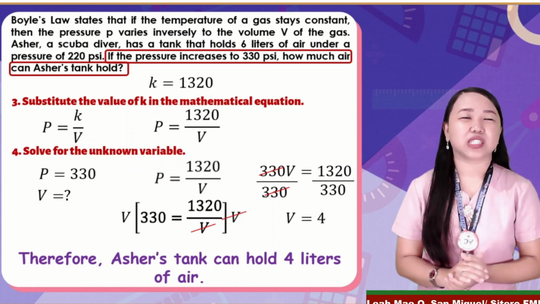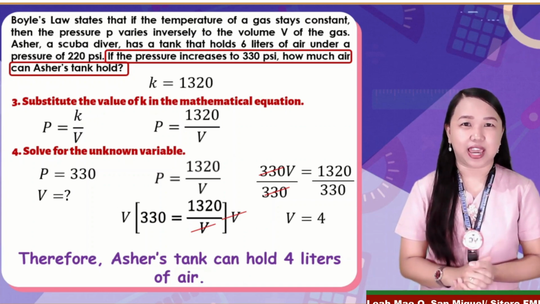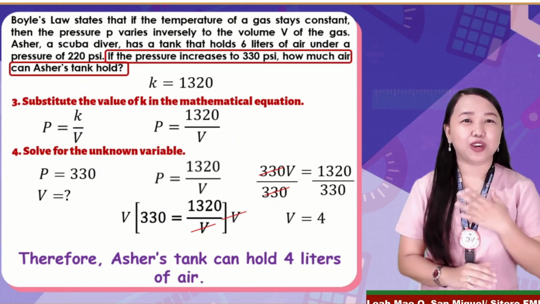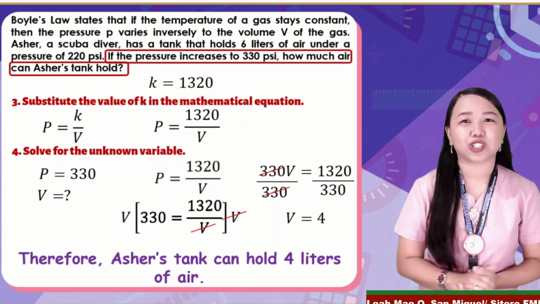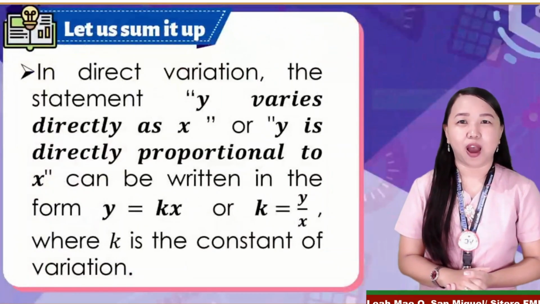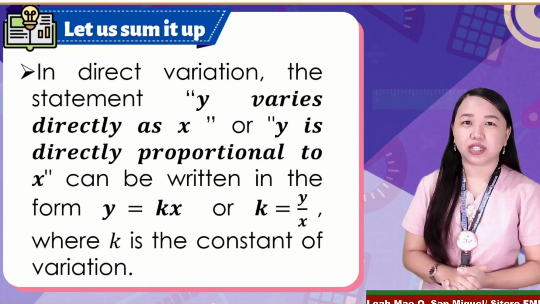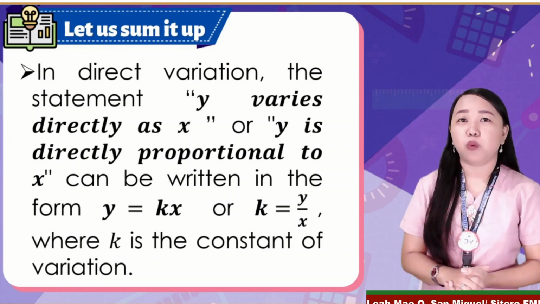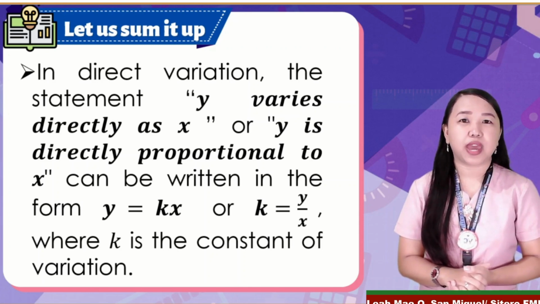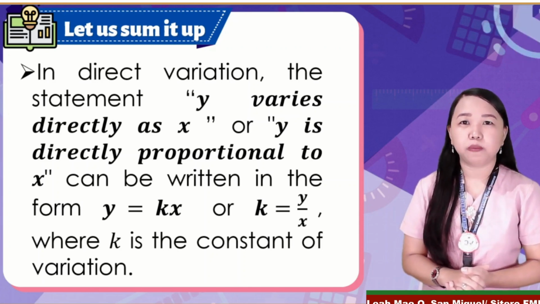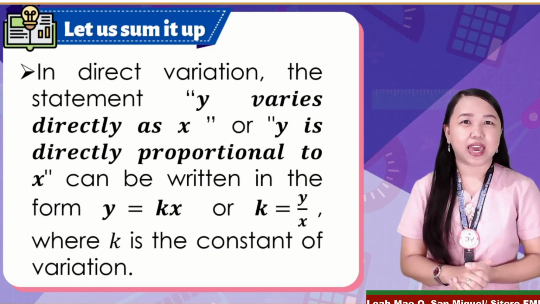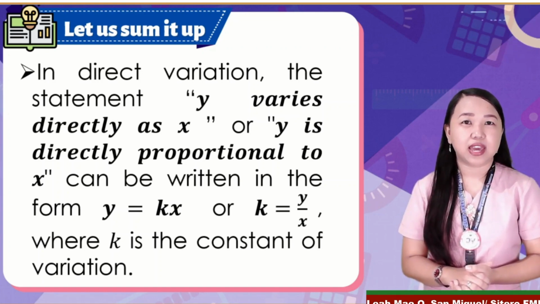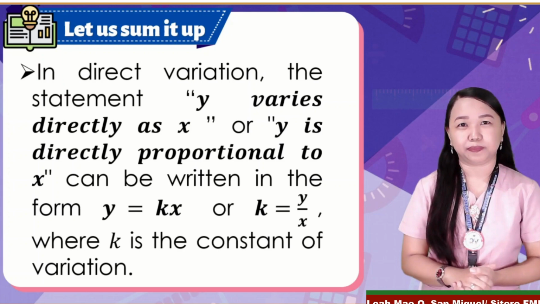Wow! It has been a long discussion today, but it is an amazing learning session. I hope you learned something essential today. To sum it up, in direct variation, the statement y varies directly as x or y is directly proportional to x can be written in the form y is equal to kx or k is equal to y over x, where k is the constant of variation.